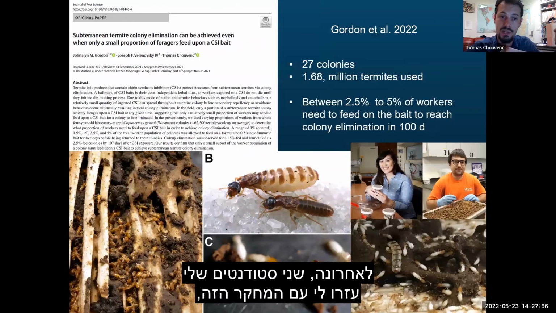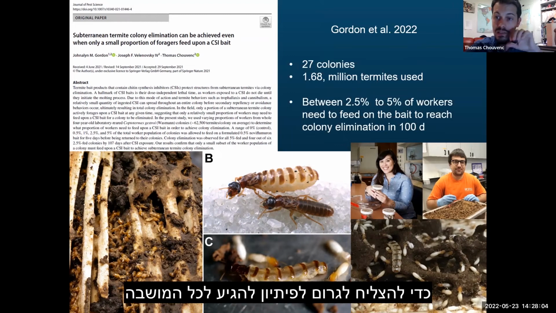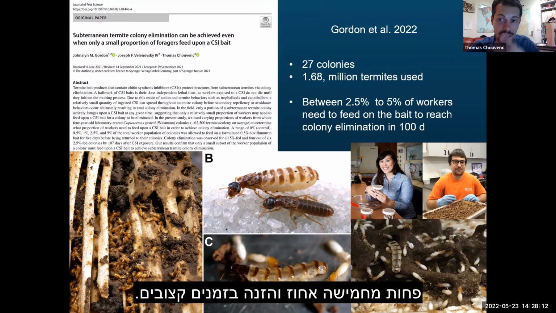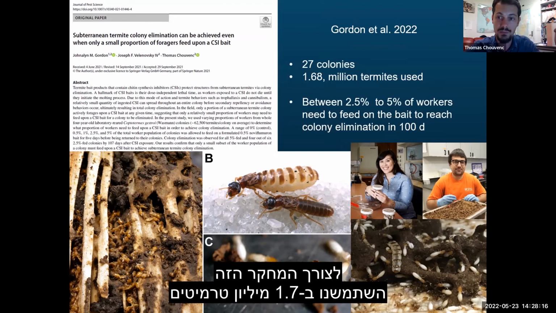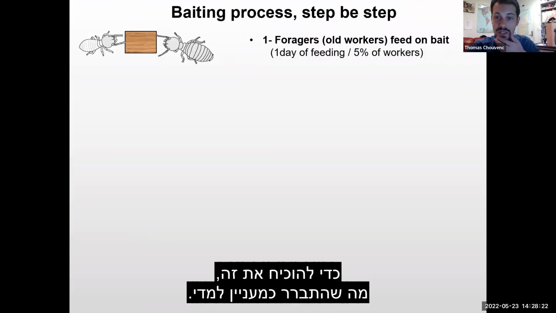More recently, two of my students helped me with that study, and we show that it takes less than 5% of the workers in the colony to have access to a bait station to feed on it, to sufficiently acquire the bait formulation and share it to the rest of the colony. Less than 5%, and feeding for a short duration. In this study, we used 1.7 million termites to prove that, which was quite interesting.